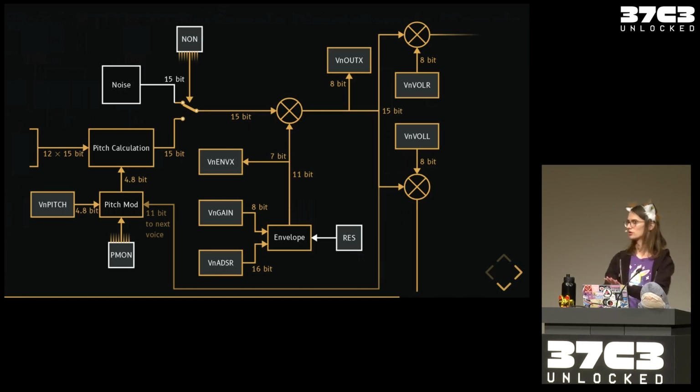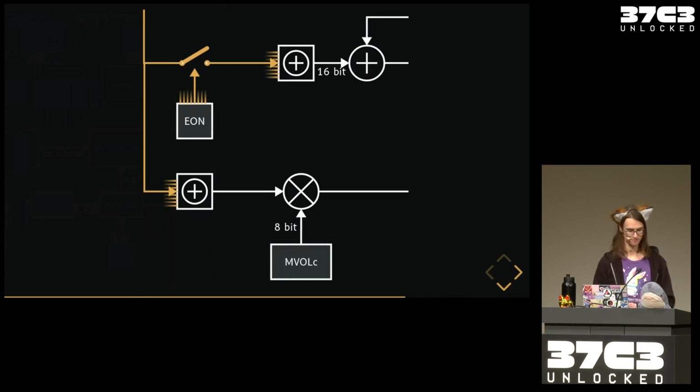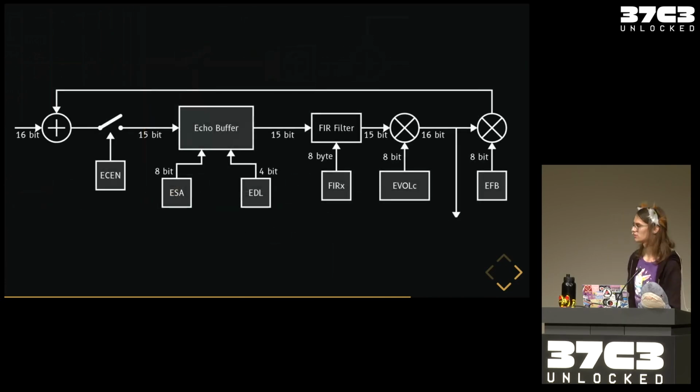And I'm only going to show the left voice, left channel now, because the right channel is exactly the same. So on the master path, we add up all of the different voices, and we multiply by the master volume corresponding to the channel. On the echo path, we can first of all enable or disable echo for each voice individually. Then we add up all of the voices that do have echo enabled, and then we enter, wrong direction again, then we enter the echo buffer subsystem.